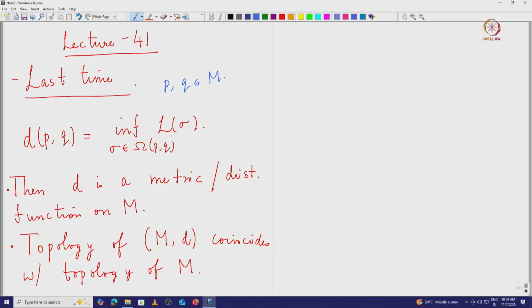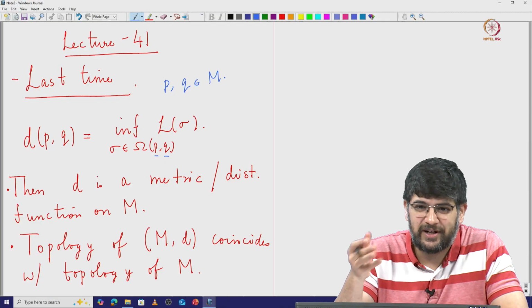So let me remind you of what we did in the previous lecture. We defined this function d of p comma q for any 2 points p, q in M. This was simply the infimum of the lengths of sigma over all possible admissible paths sigma joining p and q. Then we saw that d actually defines a metric or a distance function on M. Because we already have this notion of Riemannian metric, using the word metric might sometimes be confusing, so I will keep calling it the distance function.